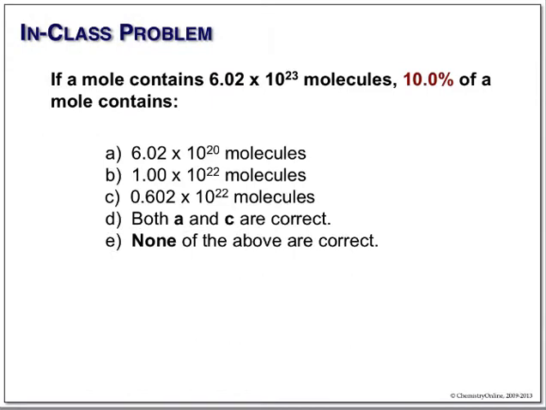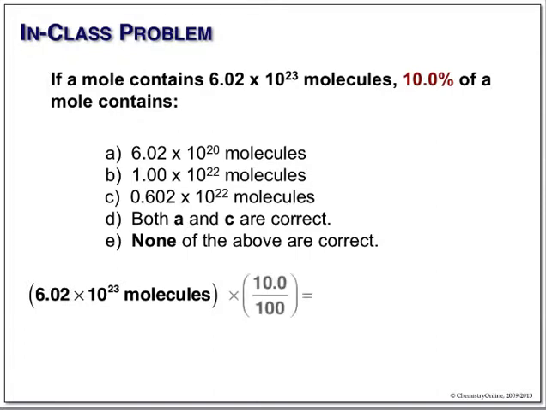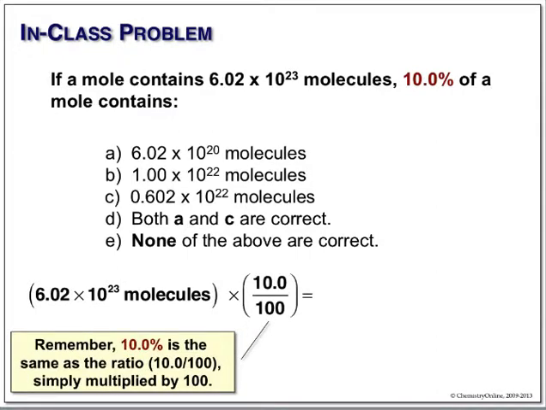Very simple problem. A mole contains 6.02 times 10 to the 23rd molecules. 10% of a mole contains what? Here we're going to use Avogadro's number as our given, and we're going to convert our 10% into a ratio. Remember, 10% really just means 10 parts in 100. We multiply this out, we get 6 times 10 to the 22nd molecules, and of course none of the answers correspond.